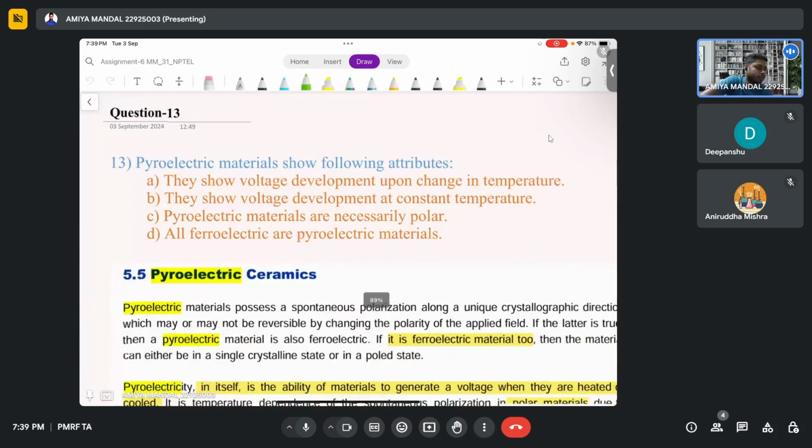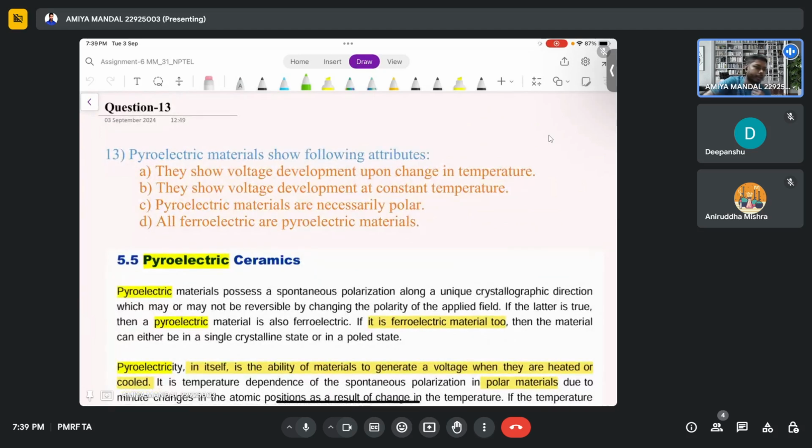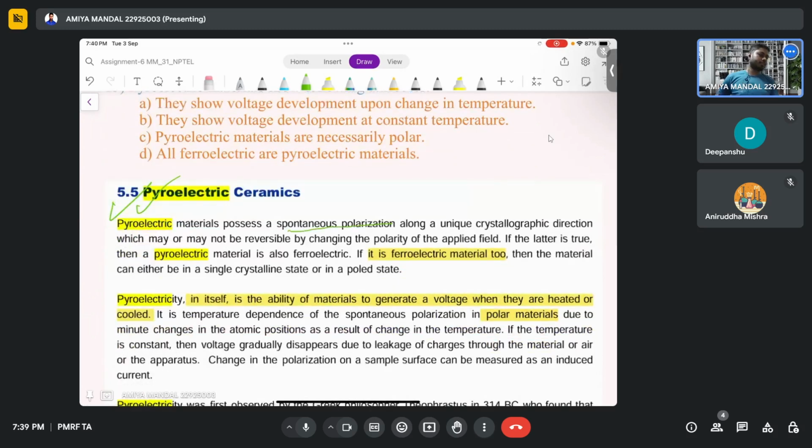Now we are going to question number 30. A pyroelectric ceramic material shows the following attribute. So what is pyroelectricity? You have already learned about pyroelectric material: it possesses spontaneous polarization along a unique crystallographic direction, which may or may not be reversible. When it is reversible, then it is showing ferroelectricity.